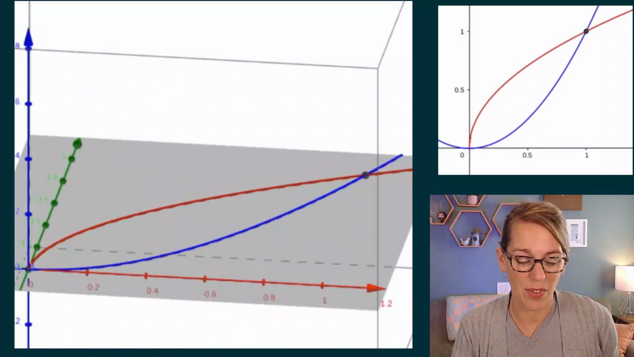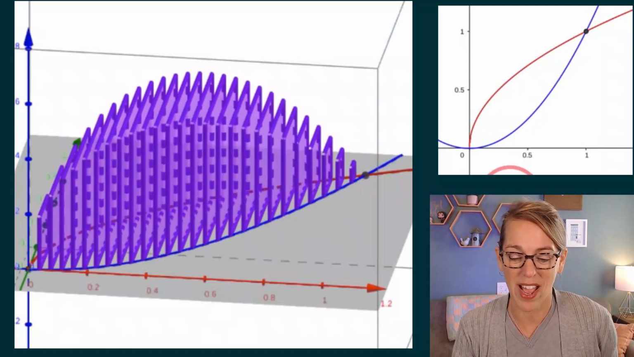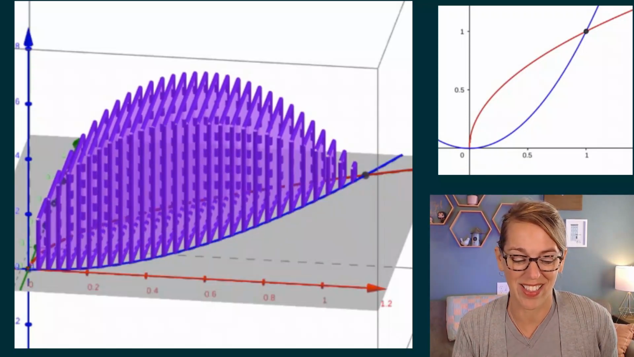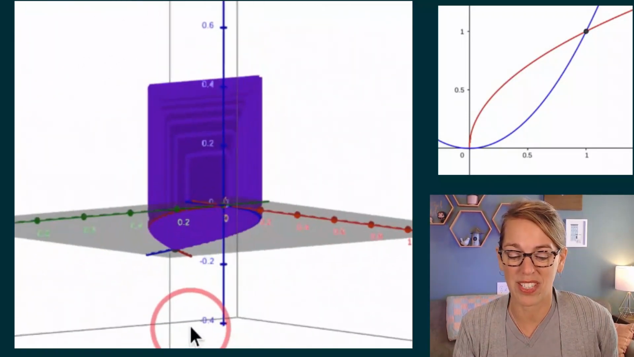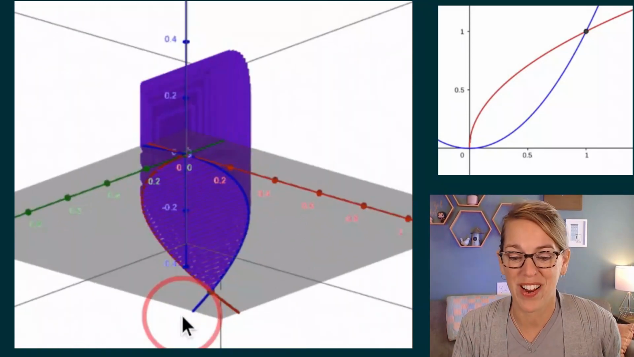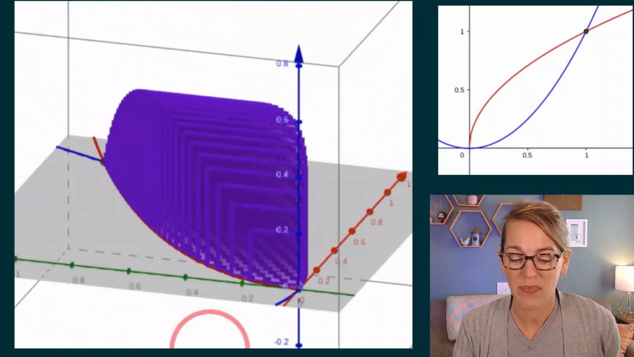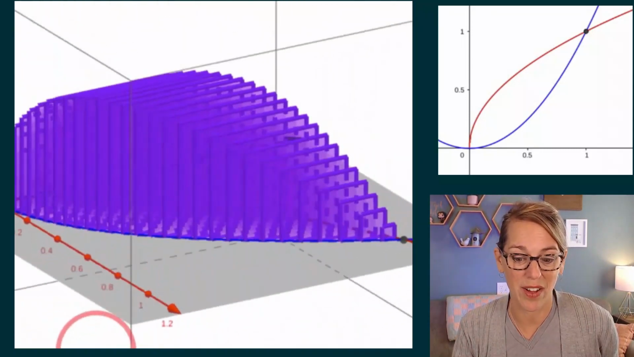Let me go ahead and add several more squares so you can get a better idea of what our shape actually looks like. Okay, so I've got like 30 squares in there. Let's go ahead and just rotate this around a little bit so you can see what it looks like. So you can see that kind of a fish shape there on the bottom as my base. And as I turn this around, those squares actually create kind of a rounded shape.